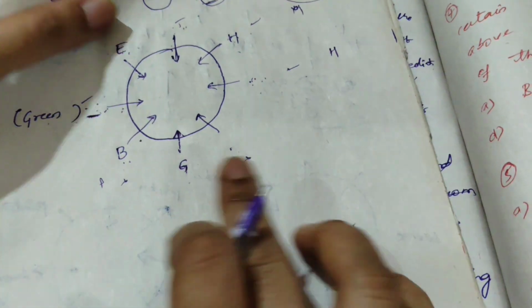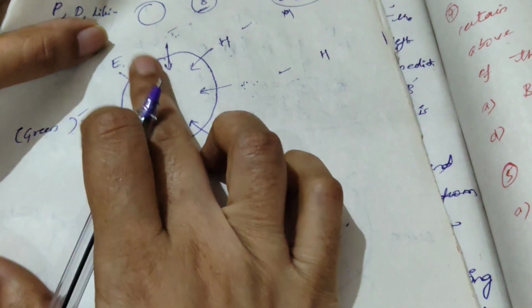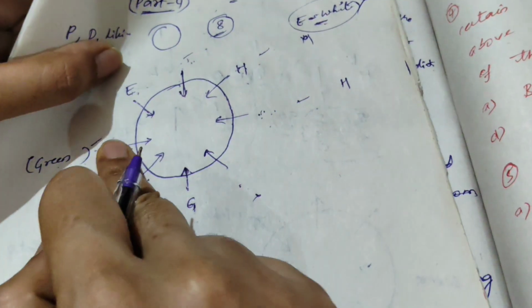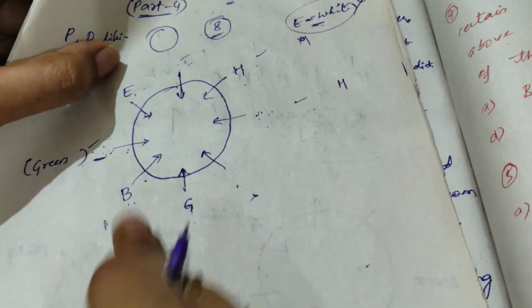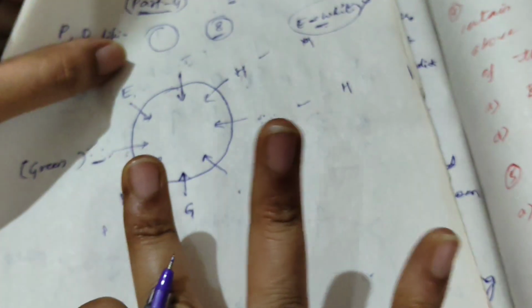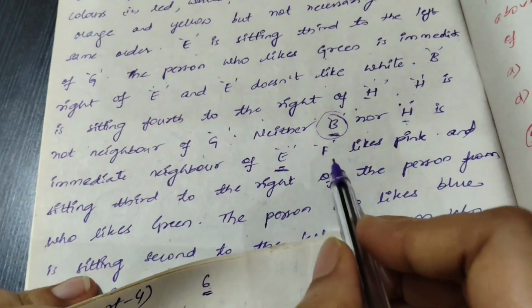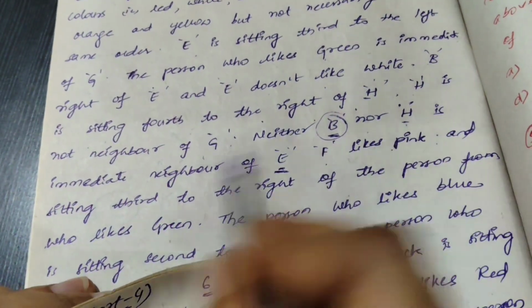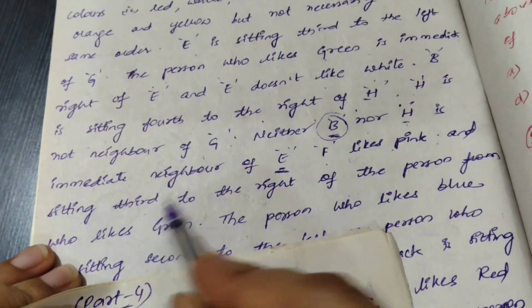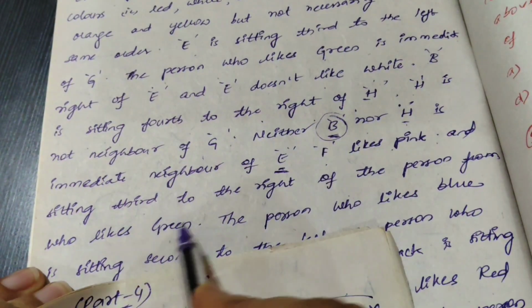H is not an immediate neighbor of G and is an immediate neighbor of E. B is not an immediate neighbor of E, and B is sitting fourth to the right of H. Okay, don't get confused. Next, F likes pink and is sitting third to the right of the person who likes green.